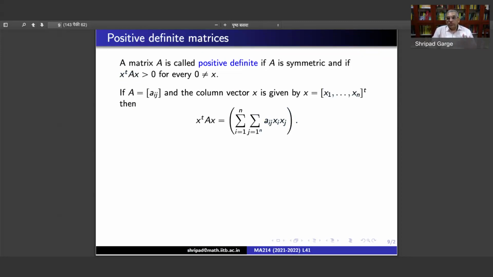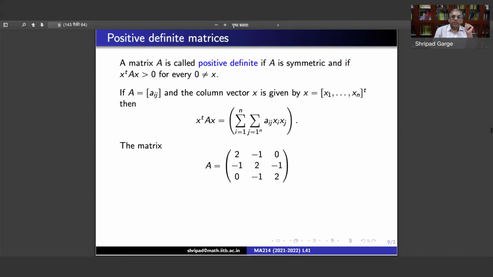And also, of course, it has to be symmetric. The symmetric property is sometimes not assumed. If you are looking at some other source, it is likely that the symmetric property will not be assumed, but we are going to ask for that. So our positive definite matrix is one which is symmetric, and moreover it has that particular property.